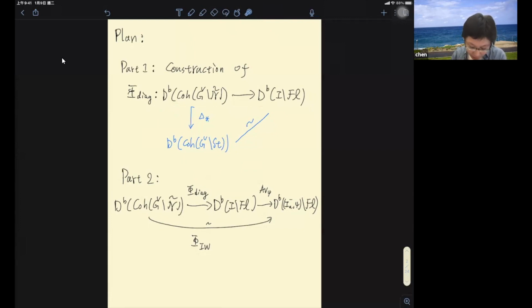And in the second part, I will explain the composition of this phi diagonal with the Whittaker averaging functor. So we get a functor from the equivariant derived category for the Springer resolution to the Iwahori-Whittaker category. And this is an equivalence. So this is the desired equivalence. Okay, so that's the plan.